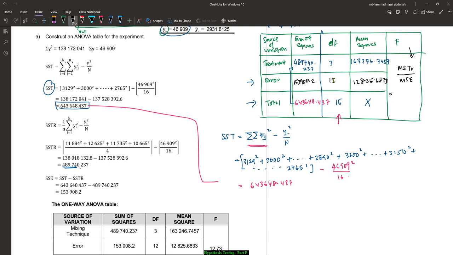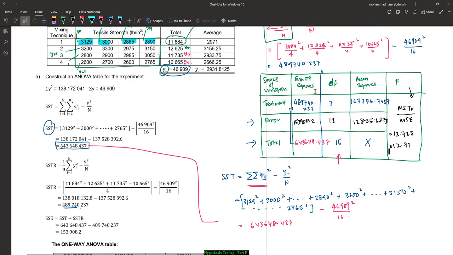So you should get 163246.7457 divided by 12825.6833. So you should get 12.728. So it should be 12.7281 lah. Kita letak 3 ataupun 2 decimal pun boleh lah. Ataupun 12.73 pun boleh. Right, so this is how you construct one-way Anova table lah. Right, ataupun one-way analysis of variance.